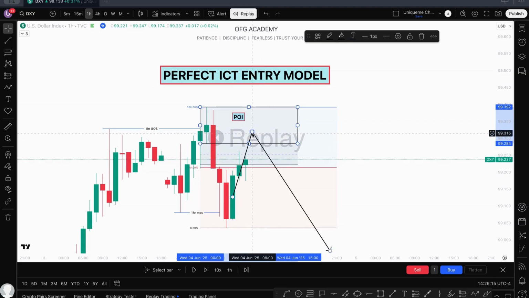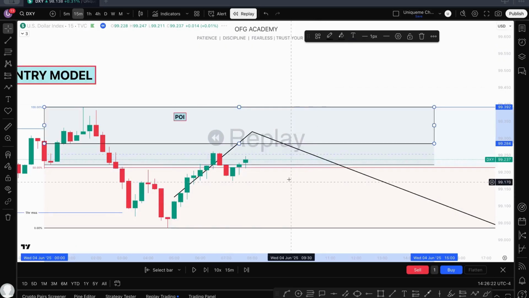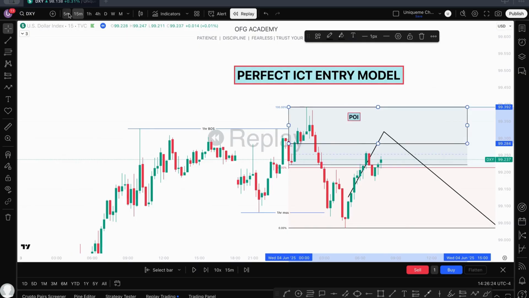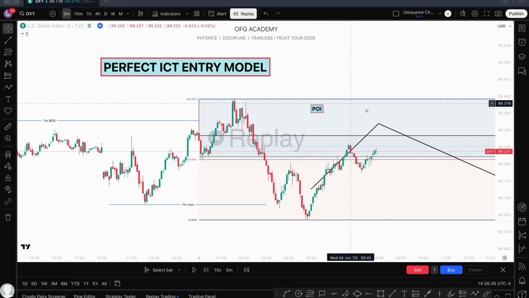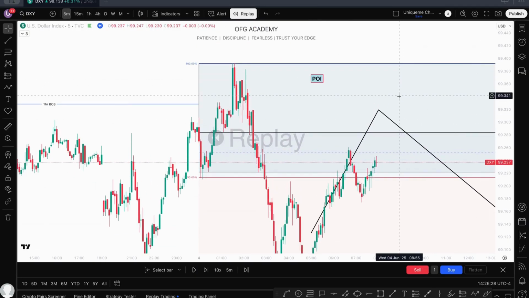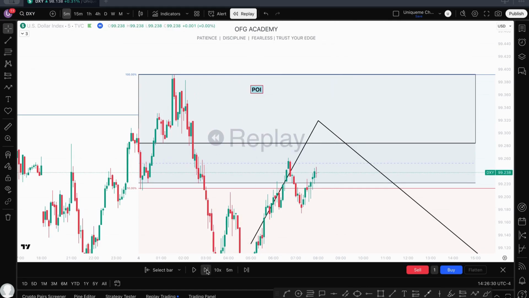And what happened? Now, this is what happened. You have to go to a time frame lower. You pick a time frame like the 15-minute time frame, or you pick a time frame lower again as the 5-minute time frame. Now, on this time frame, you're looking for a shift in market structure.